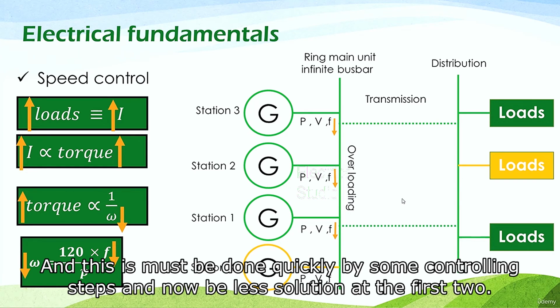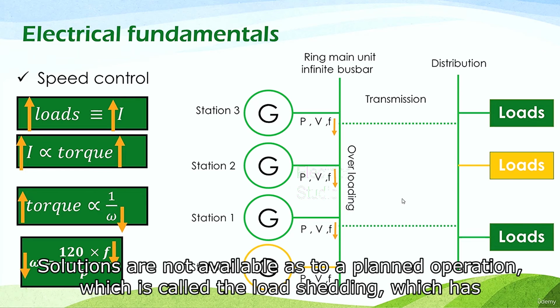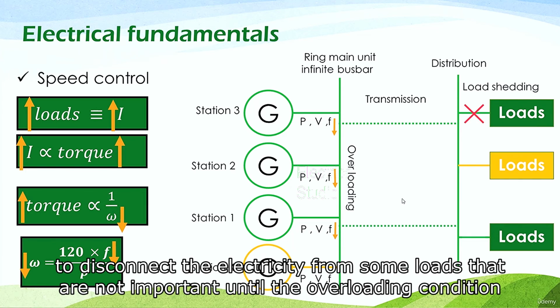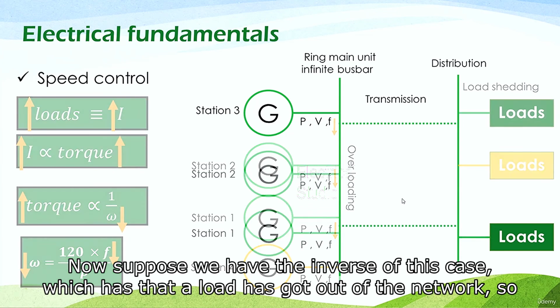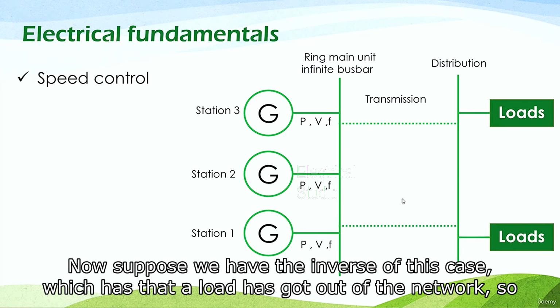And now the last solution, if the first 2 solutions are not available, is to apply an operation called load shedding, which is to disconnect the electricity from some loads that are not important until the overloading condition ends.